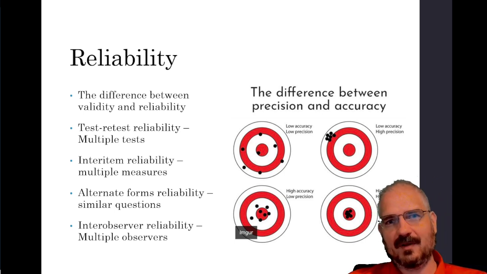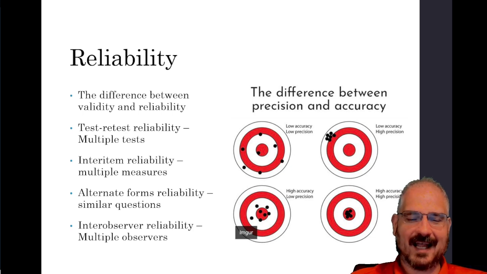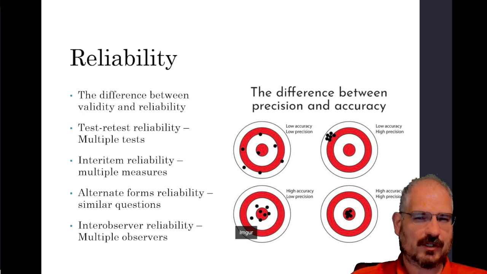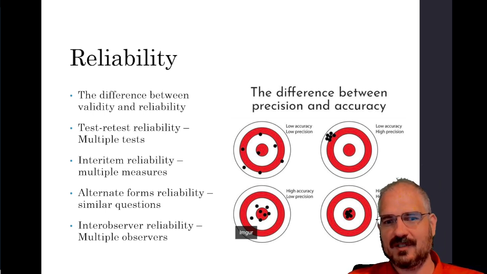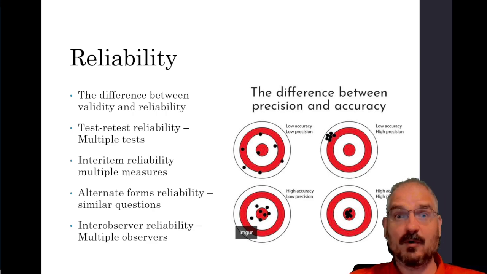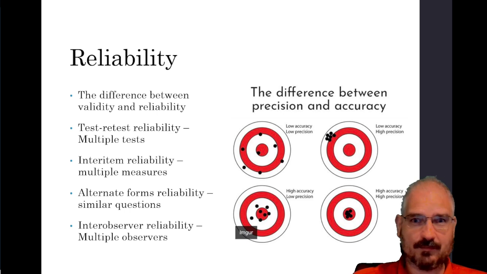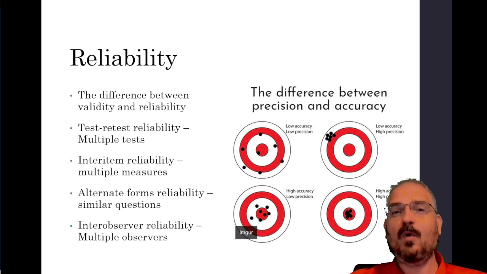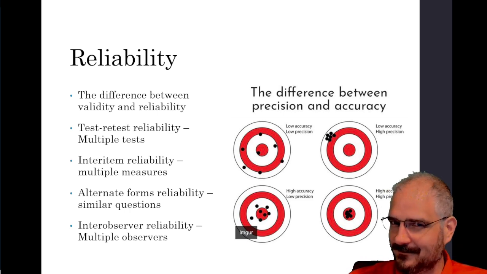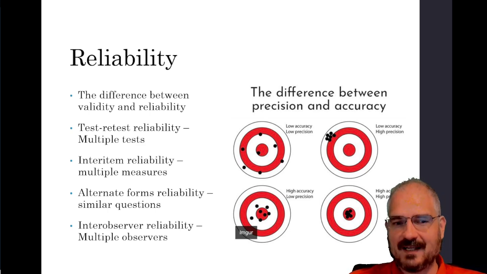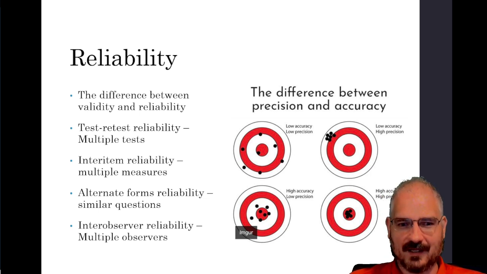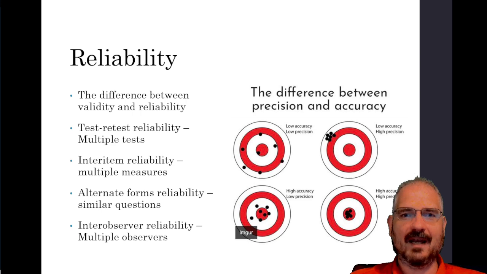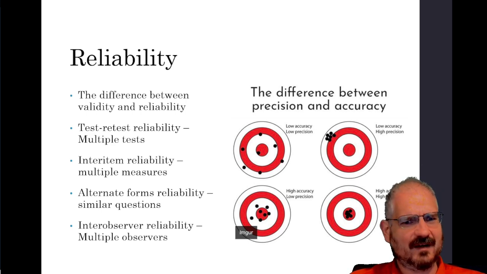Alternate forms reliability means we ask the same question, but twice, and see how well the answers compare to each other. My first question might be, how old are you? And you'll give me some numerical answer. And then I'll ask, what year were you born? Those two should be essentially the same thing, or easily turned into the same thing. And if those end up being very different, we know we have a problem there.